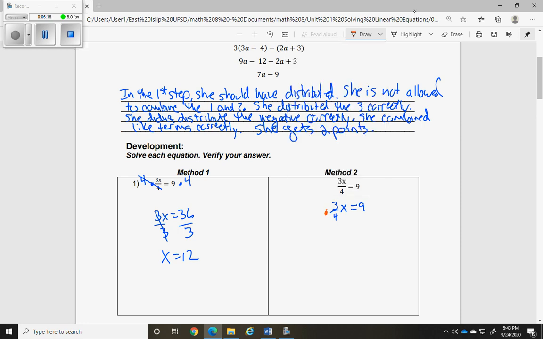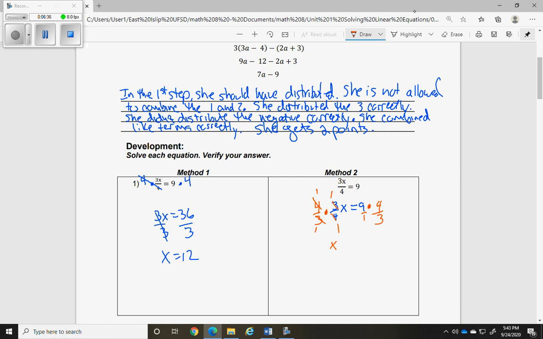If I multiply this by 4 over 3, and the 4's simplify out to be 1, and the 3's simplify out to be 1, and all I'm left with is an x on the left side, and that's exactly what I wanted. So I wrote 4/3 on the left side. Remember, whatever you do to one side, you have to do to the other. So I have to multiply by 4/3 again.